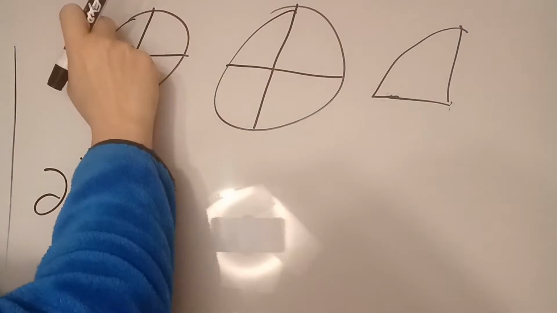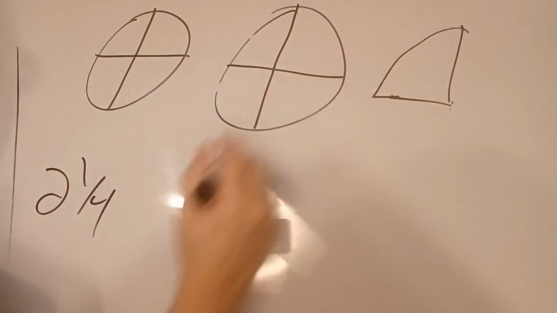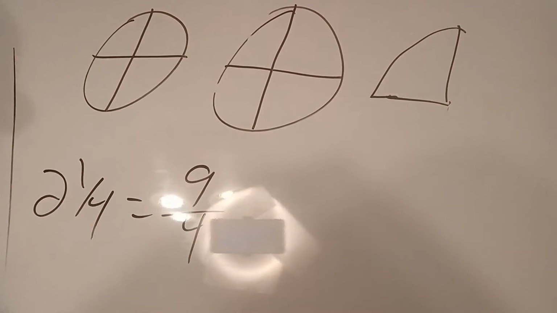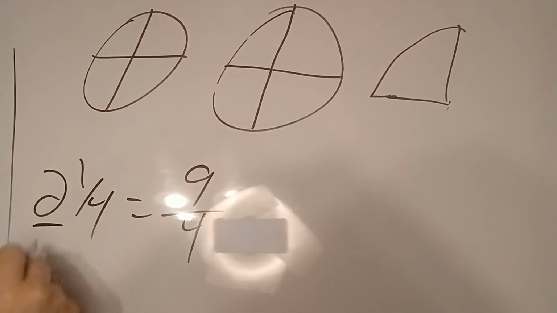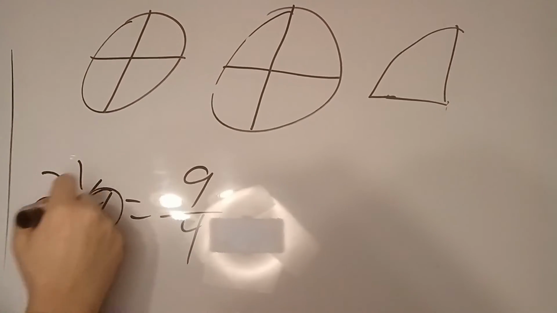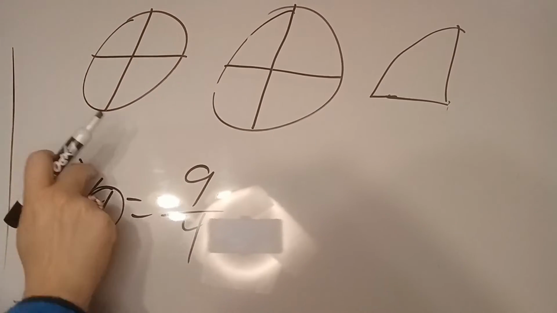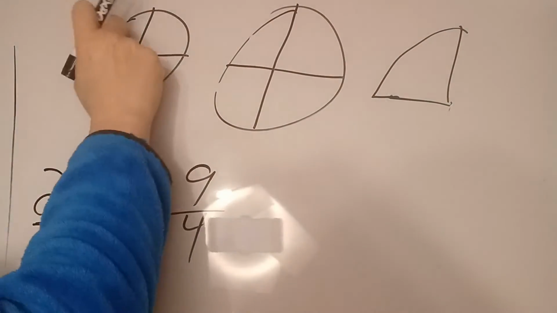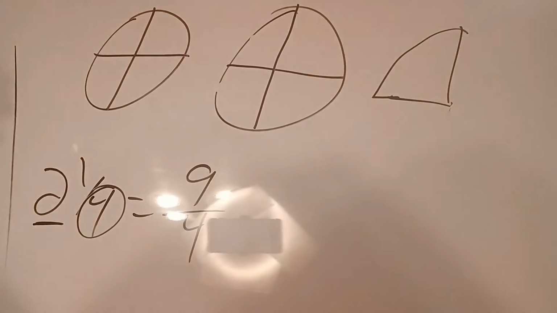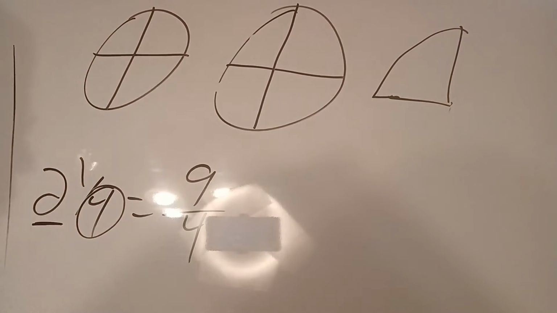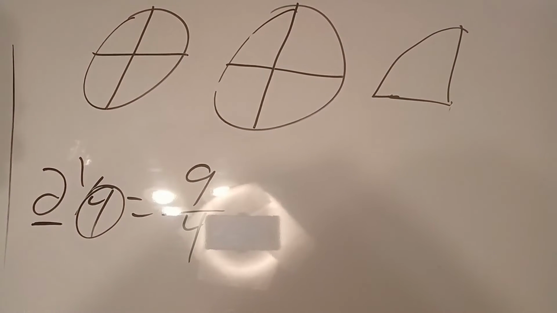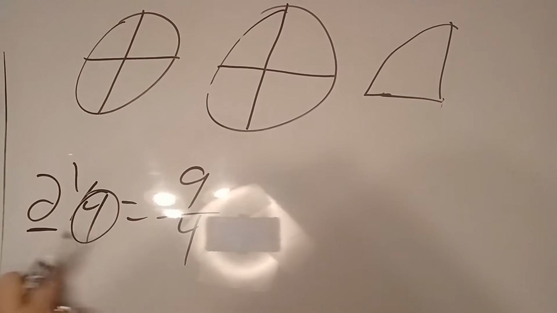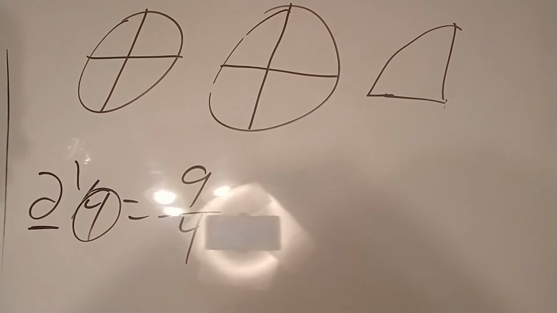Now we can count the fourths. 1, 2, 3, 4, 5, 6, 7, 8, 9. We took this 2 and we cut each one into 4 pieces. So that gives us 8 plus 1 is 9. 9/4, because there are 9 pieces that are the size of a fourth. So that's changing things from a mixed number to an improper fraction.